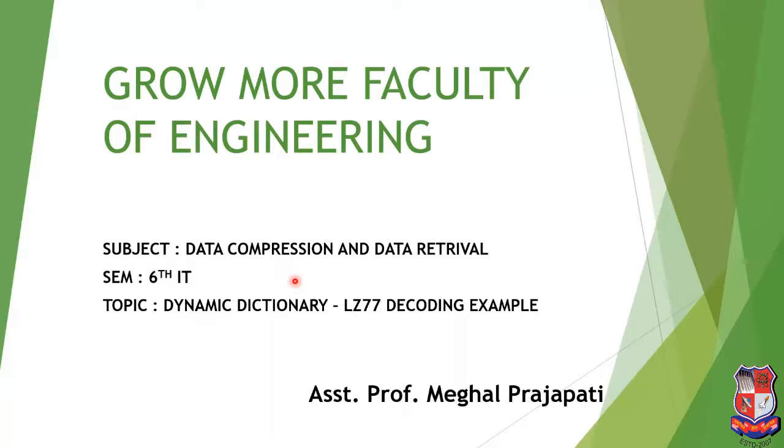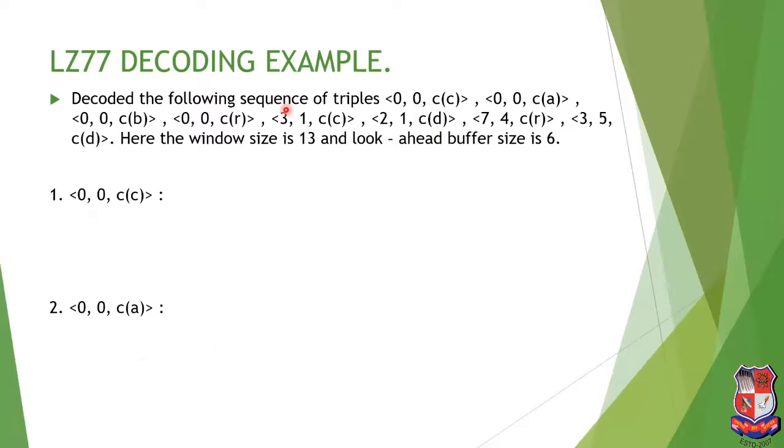Good morning, students. In my previous lecture, we studied how to encode the given sequence using the LZ77 approach. Today we are going to learn the LZ77 decoding example of the dynamic dictionary technique. Here is the example: decode the following sequence of triples (0, 0, C(C)), (0, 0, C(A)), (0, 0, C(B)) and so on, where the window size is 13 and the look ahead buffer size is 6.